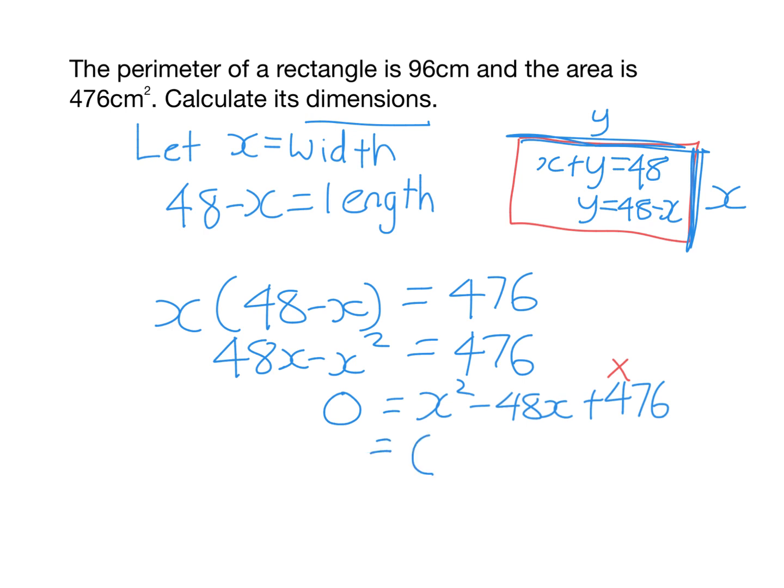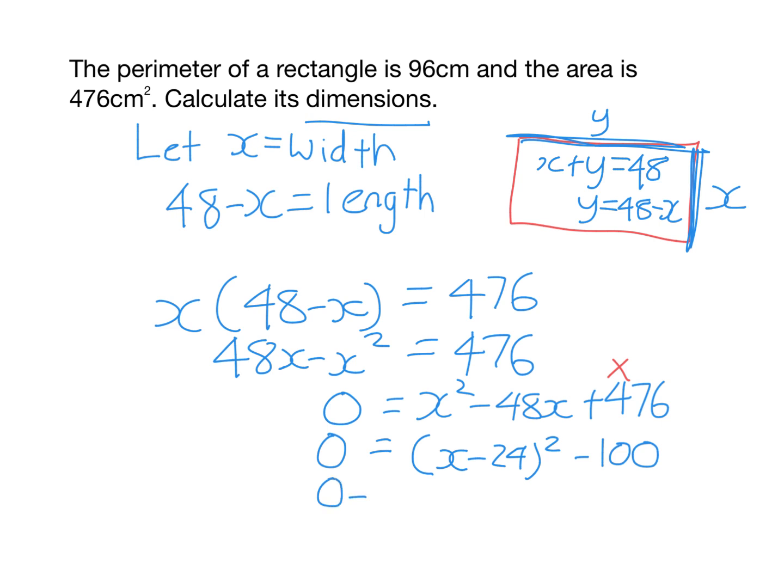So for completing the square, it's going to be x minus 24 squared. Why did I pick negative 24? Because it's half of b, half of negative 48. So over here, I have to go 476 minus 24 squared. So 476 minus 24 squared, you can just use your calculator to get that.